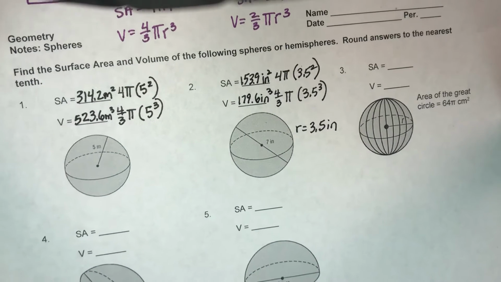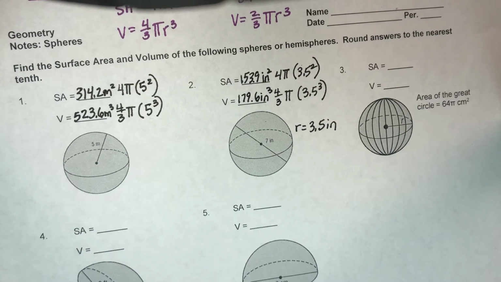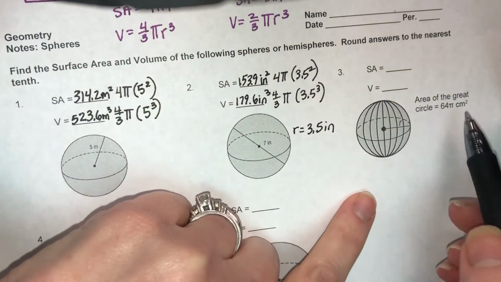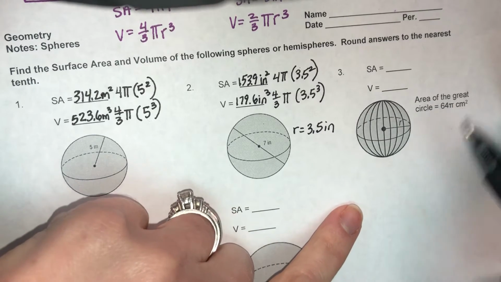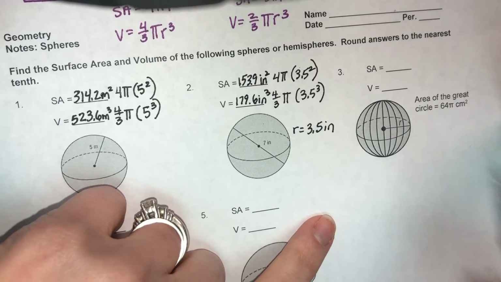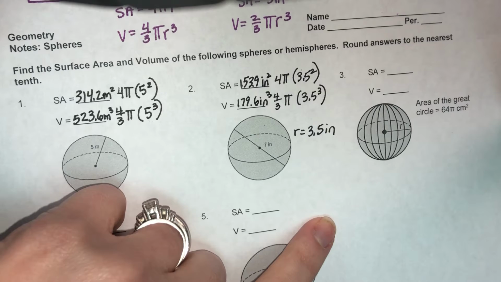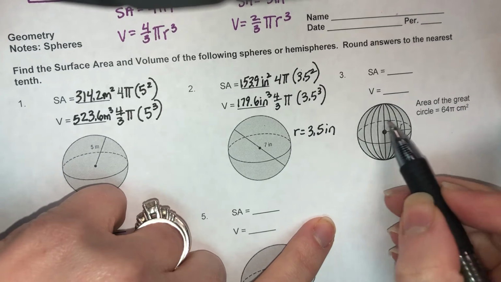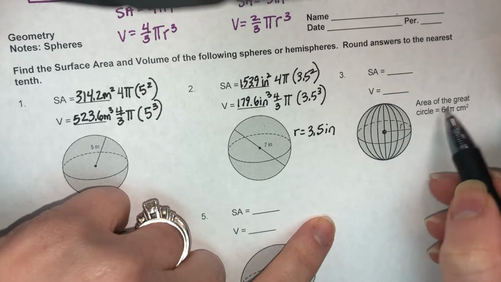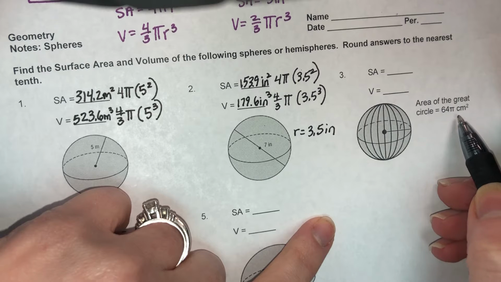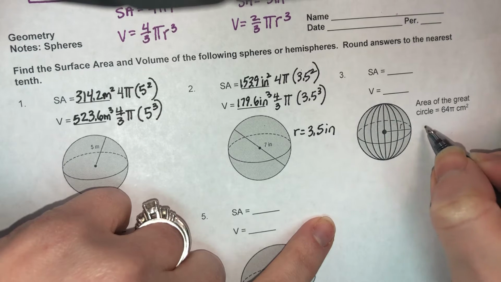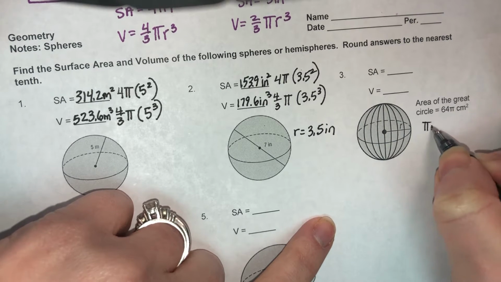All right. Number 3 is a little different because they didn't tell me what the radius is. Instead, they told me the area of the great circle. So the definition of a great circle is a circle that passes through a sphere and travels through the center of the sphere. So it's the biggest size circle that you could fit in a sphere. This little circle that they have drawn is an example of a great circle. So the area of this great circle is 64 pi, and we can use that to help us find the radius, because you know that the area formula for a circle is pi r squared.